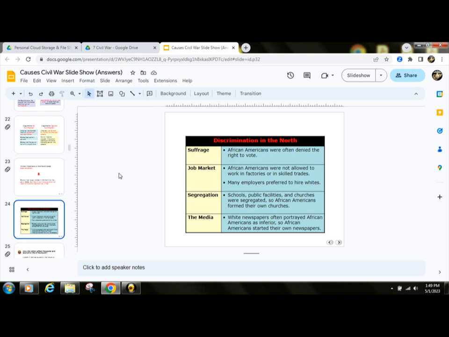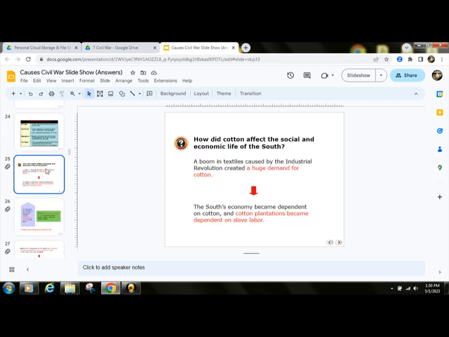The job market in the North for people of color: African Americans were not allowed to work in factories or skilled trades. Most employers preferred to hire whites. Schools, public facilities, and churches were segregated, so African Americans formed their own churches. They had their own schools, etc. And then the media. White newspapers often portrayed African Americans as inferior. And again, African Americans started their own newspapers.